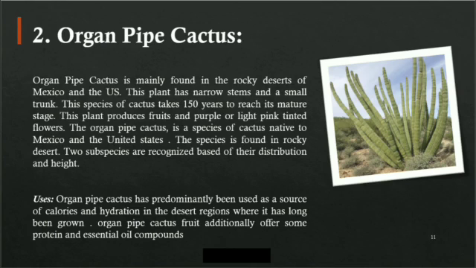Uses. Organ pipe cactus has predominantly been used as a source of calories and hydration in the desert regions where it has long been grown. Organ pipe cactus fruit additionally offers some protein and essential oil compounds.